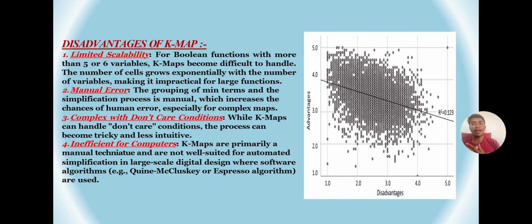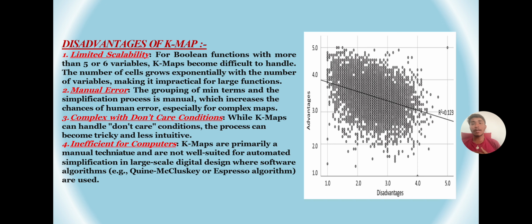Then manual errors. The grouping of min terms and the simplification process is manual. So we can use K-map only for manual use. We can't upload it for system use, or run it in the system. So it is for manual use only, which increases the chances of human error. Obviously if a human is doing this, there will be chances for human error, and if the number of cells is increasing, there will definitely be some human error, especially for complex maps. So this is the main disadvantage.